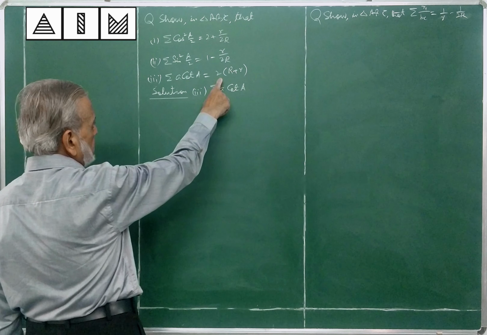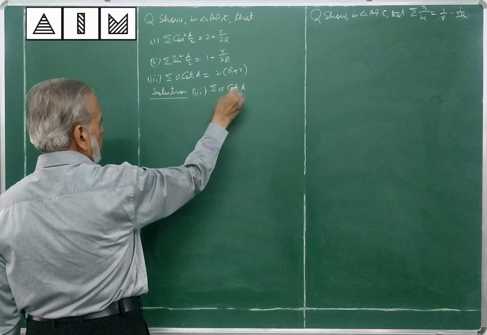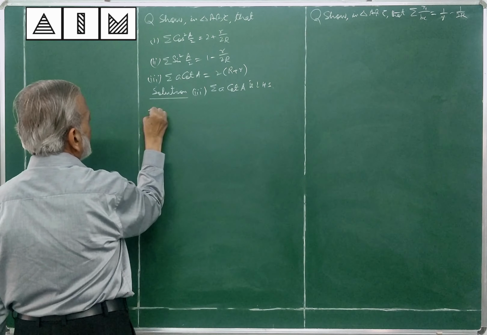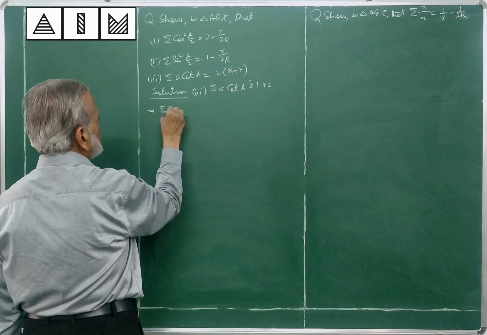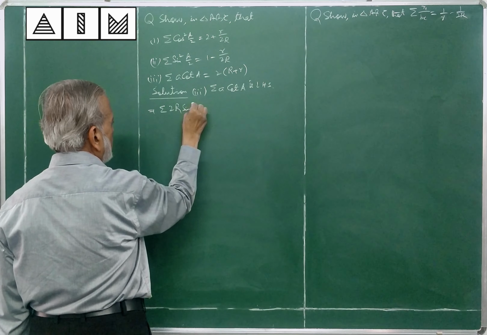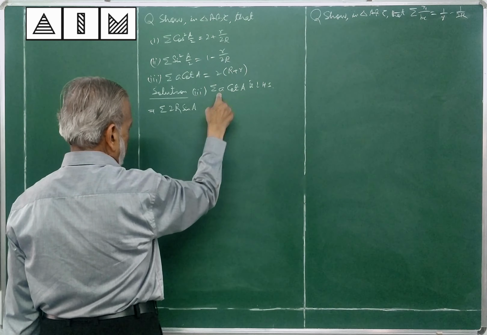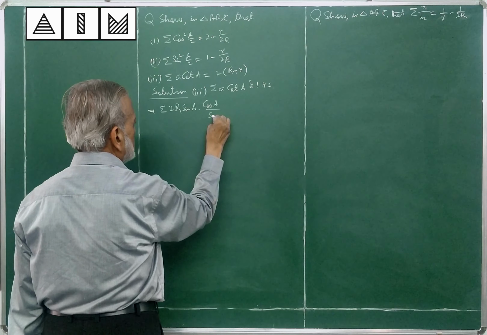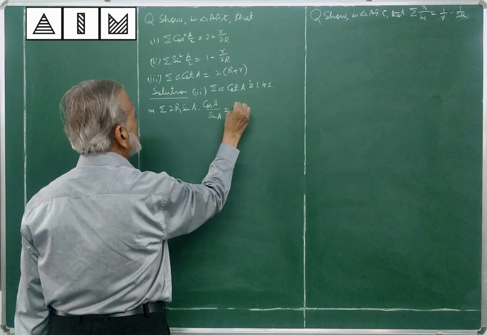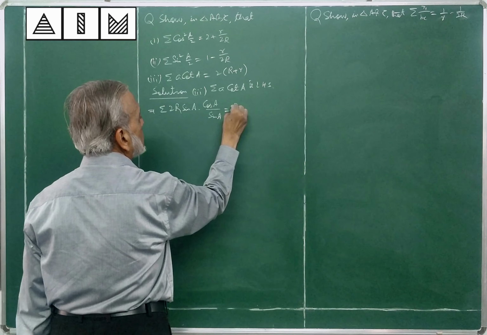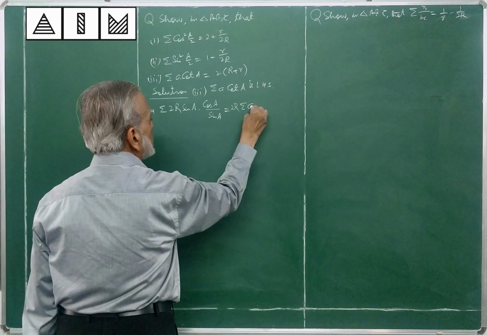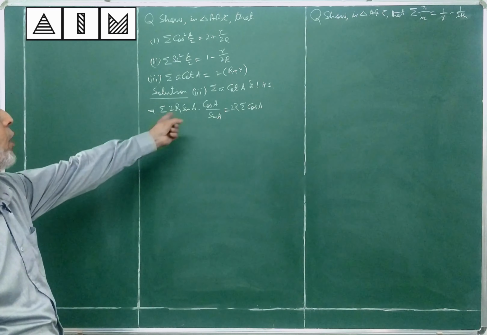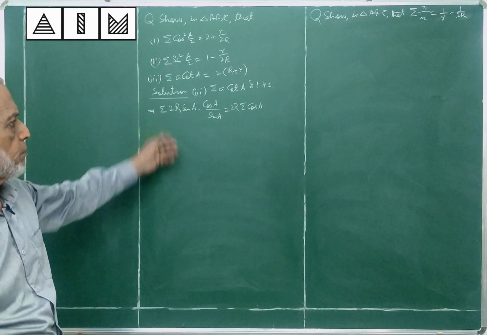Sigma A cot A is equal to 2 times R plus r. We have to prove the left hand side, sigma A cot A. A is 2R sin A, so for A cot A we write cos A by sin A. Cancelling sin A, we get sigma 2R cos A. 2R is kept out of sigma, leaving sigma cos A.